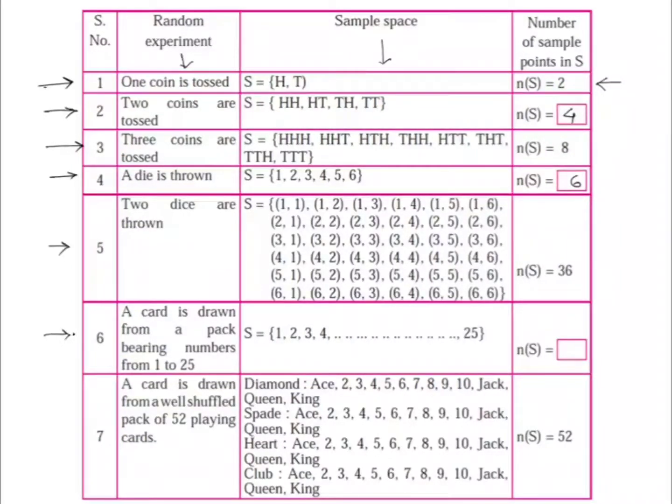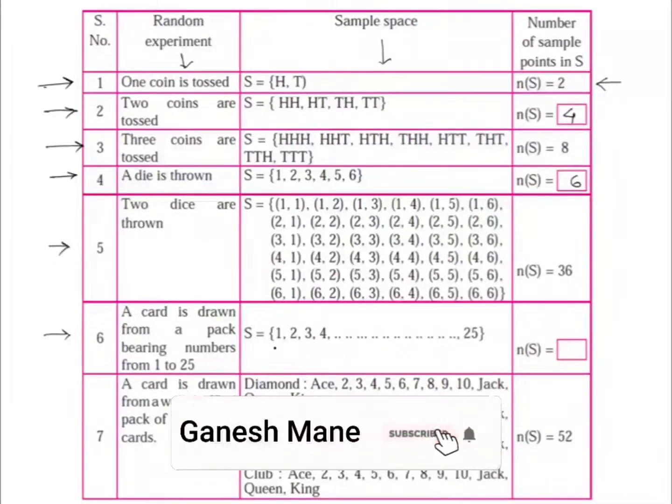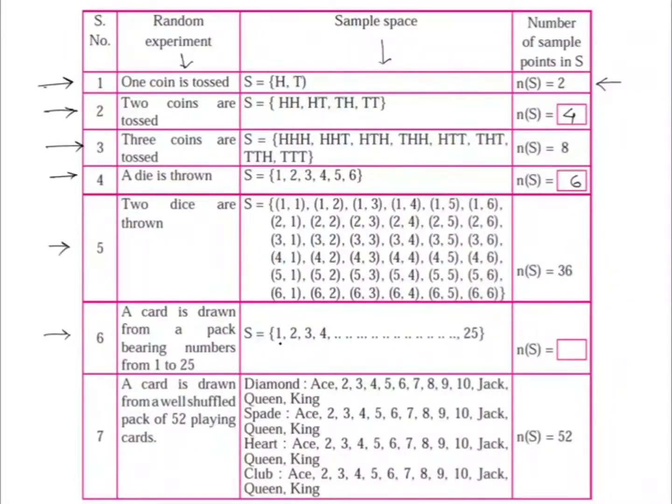Now the next random experiment is a card is drawn from a pack of cards bearing numbers from 1 to 25. So if there are 25 cards, each card bears a number between 1 to 25, then we can get any card between 1 to 25. So these are the 25 possible outcomes. Therefore n of s is equal to 25.